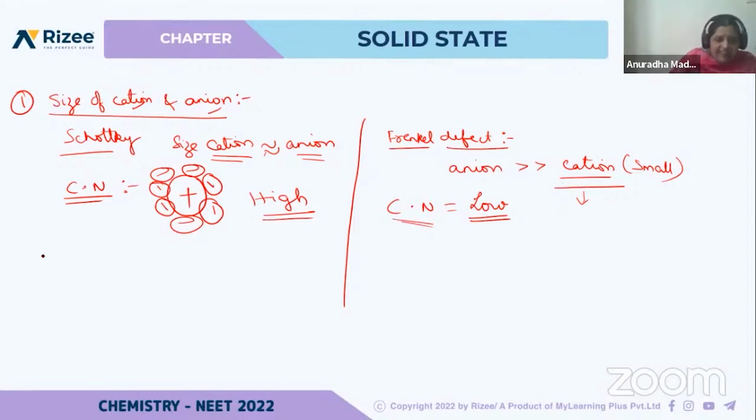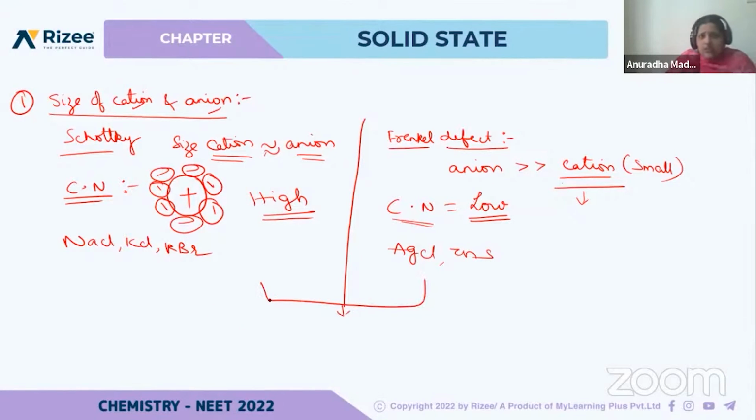Next, if you see the examples here, Schottky defect is shown by NaCl, KCl, KBr, and in Frenkel defect, AgCl, by experiments we came to know all these things, AgCl and ZnS. But one compound is there which shows both the Schottky defect and Frenkel defect, that is silver bromide, AgBr. Only up to examples-wise you require these ones.